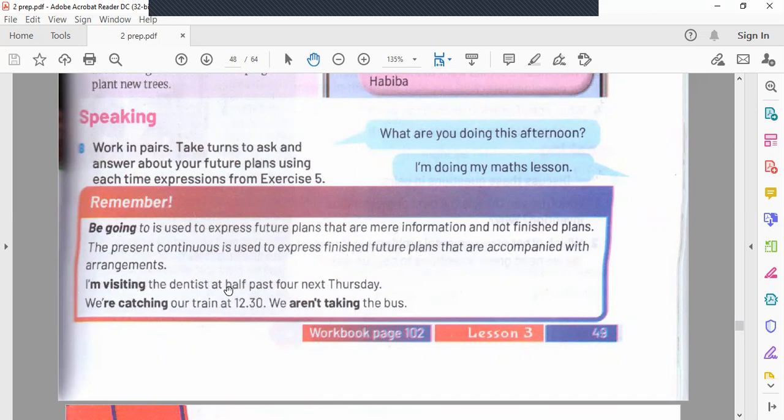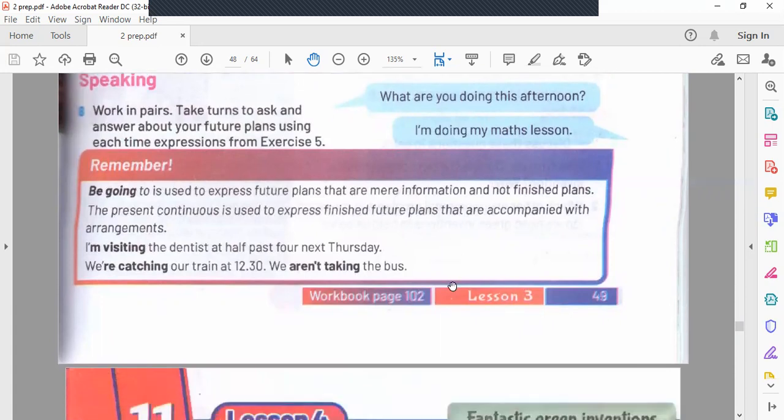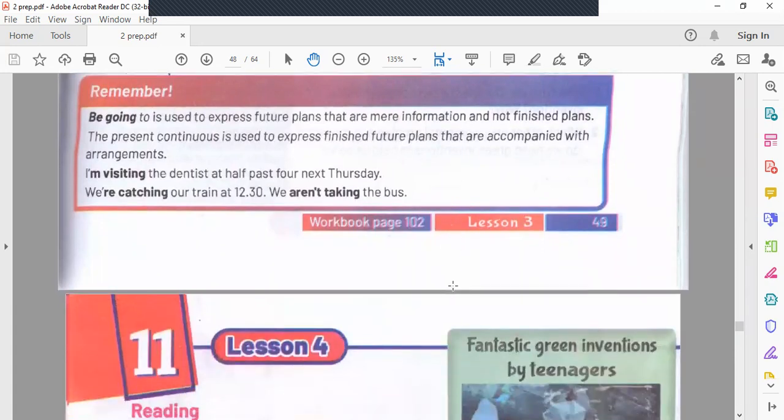For example, I am visiting the dentist at half past 4 next Thursday. We are catching our train at 12:30 or not taking the bus. Also, when we say, my father has booked the tickets, he's flying to America next Wednesday. Or, can you meet me next Friday? No, sorry, I am meeting my friend Ali next Friday. That's an arrangement. So we use the present continuous to refer to the future in the case of arrangement.